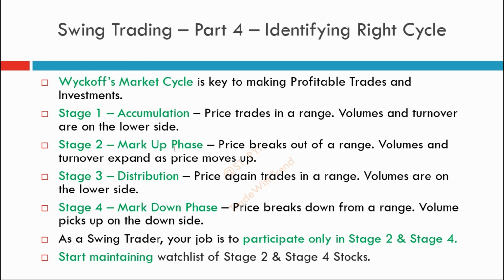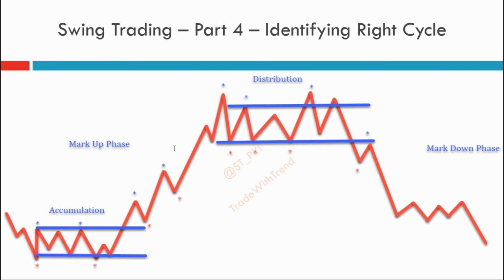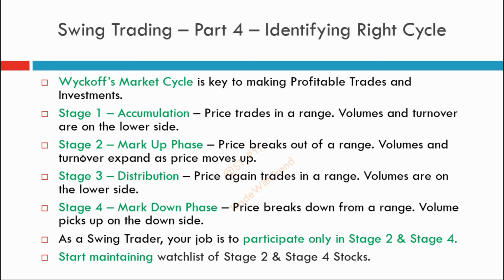In the markup phase, volumes usually pick up. It's because price moves away from this range and you get some sort of momentum, which is why you see turnover and volume improve. Stage 3 is actually the replica of stage 1, where again the volume dries down, the turnover is very low, price fluctuates in a range, and in stage 4 again the expansion happens on the downside and volumes and turnover again improve.